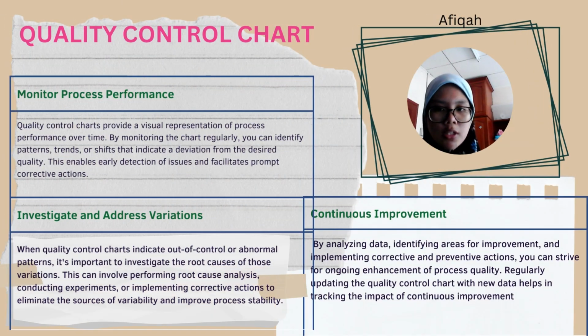The next one is quality control chart. Firstly, to monitor process performance, as it provides a visual representation of process performance over time. And by monitoring the chart regularly, we can identify patterns, trends, or shifts. Second one is to investigate and address variation. When quality control charts indicate out of control or abnormal patterns, it is important to investigate the root cause of those variations.